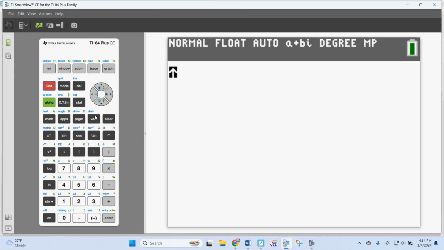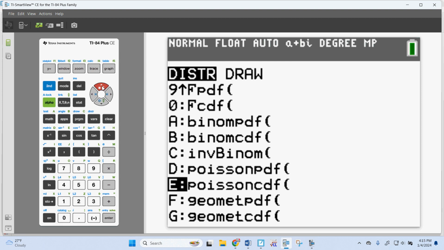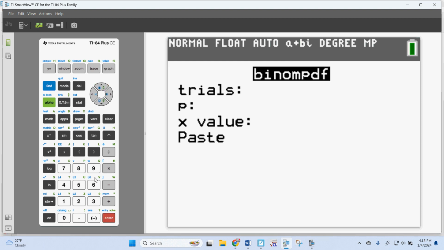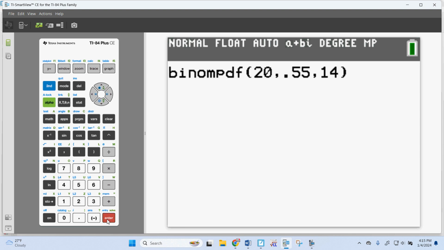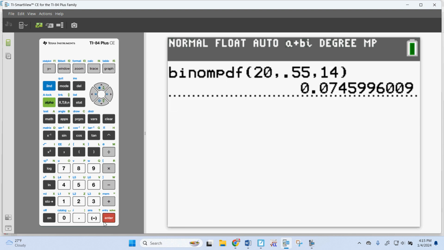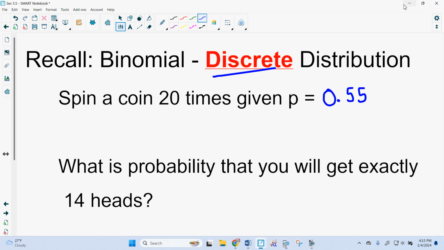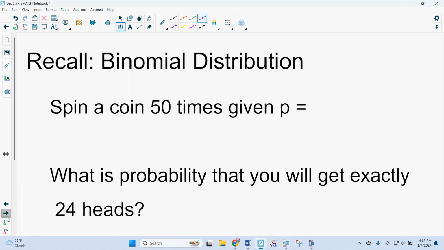Well, we could do this back on our calculator. If you remember, we did binomial, and we said if we did 20 trials and the probability of success was 0.55, what's the probability of 14? And we could get our answer. That works. Now, what happens if we said 50 times and you get exactly 24? We could also do that as an exact value.